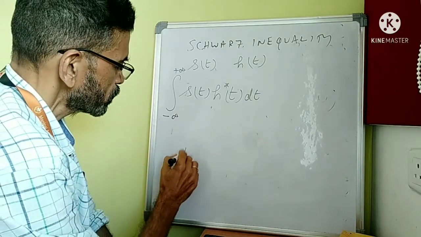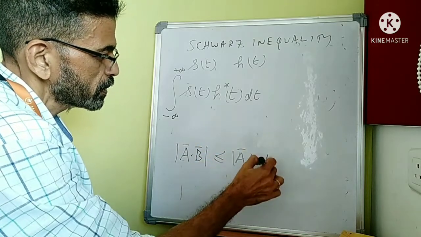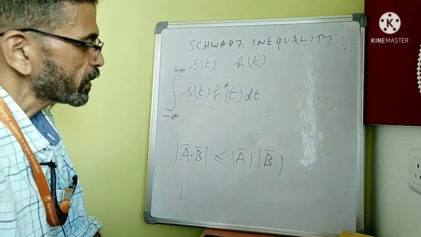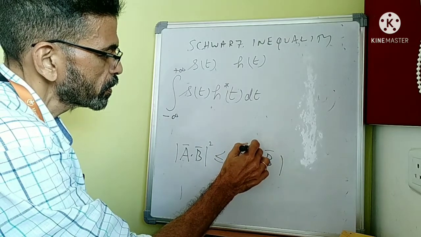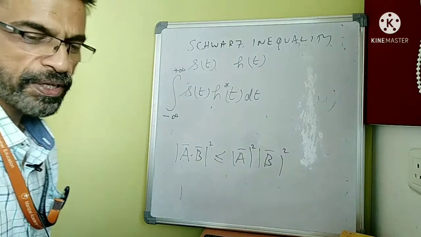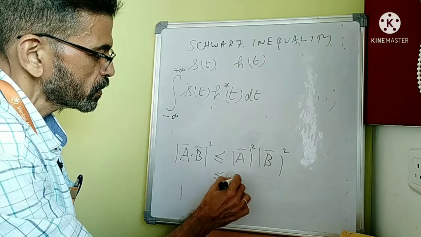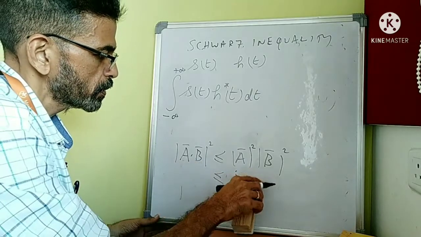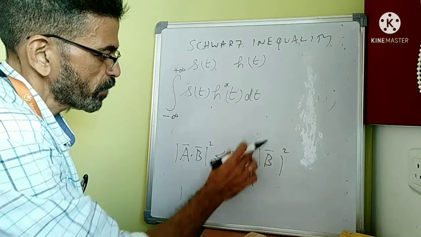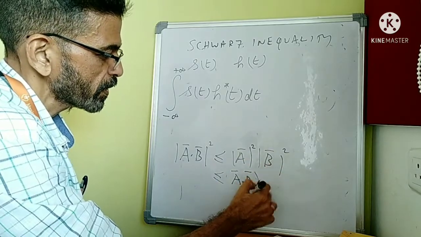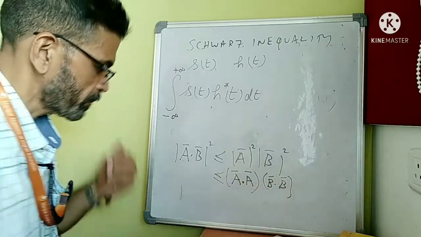And I'll just write down the Schwarz inequality which I had here just now. In fact, it would be more appropriate if I write it like this. And of course, I can also write like this because magnitude A square is nothing but A dot A and magnitude B square is B dot B.